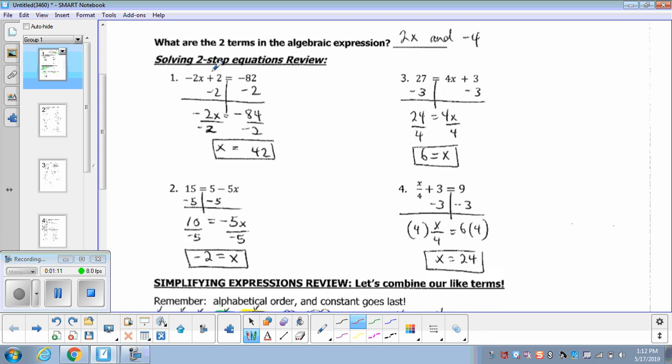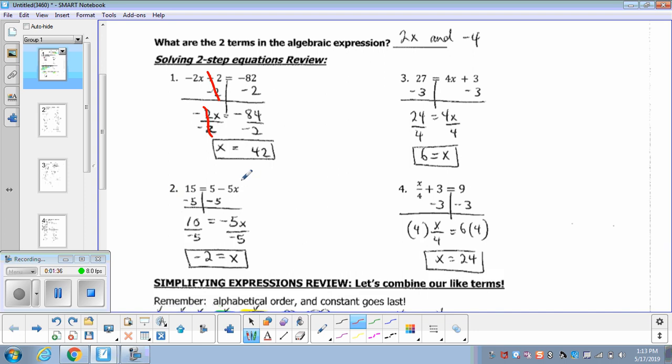So for the first one, our constant's a +2, so I'm going to subtract 2 on both sides, and that cancels out, and I'm going to bring down the -2x. Then I've got the -82 minus 2, same sign, add and keep, so I'm at a -84. Now I'm going to divide both sides by my coefficient of -2, and x is all by itself. And over here, the negative divided by the negative, we get a +42. Cool. Let's move on to number 2.